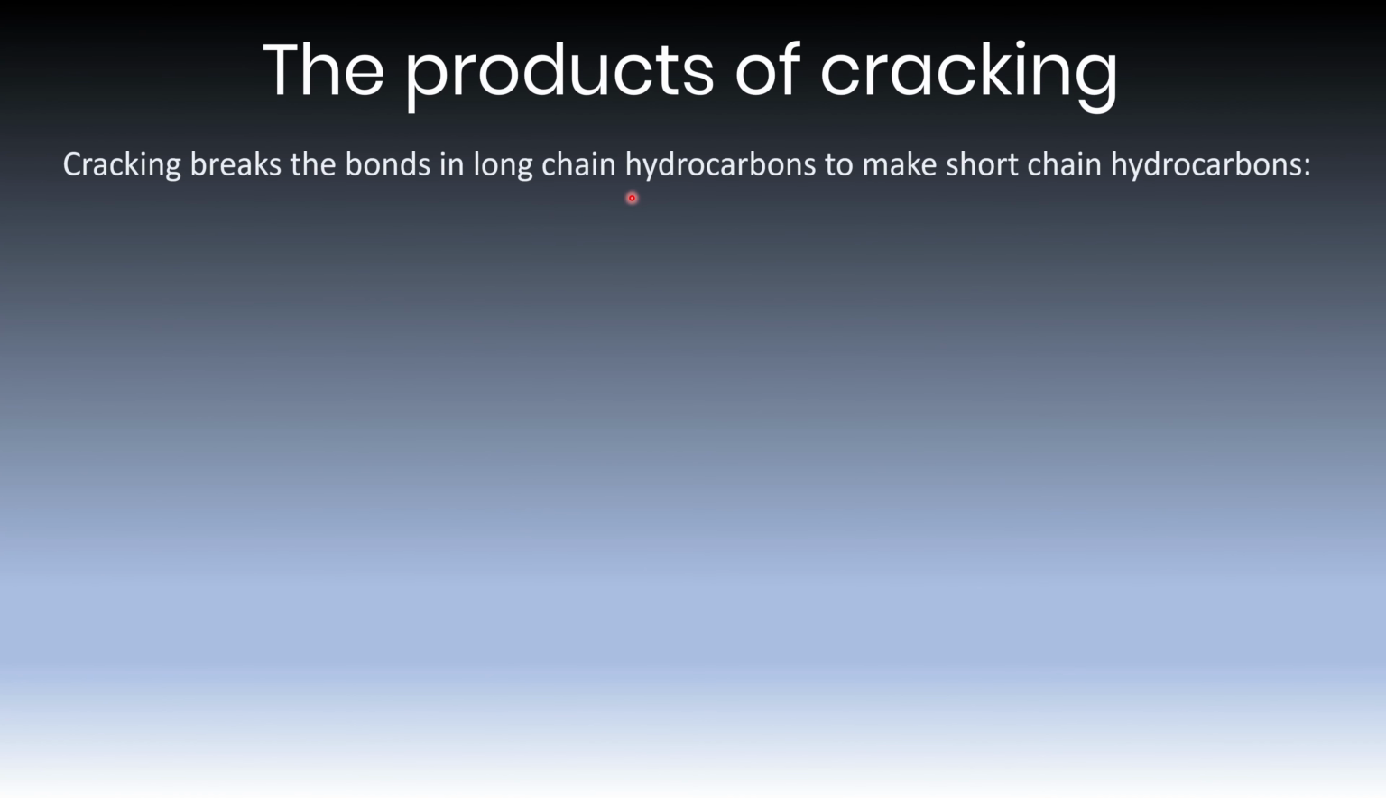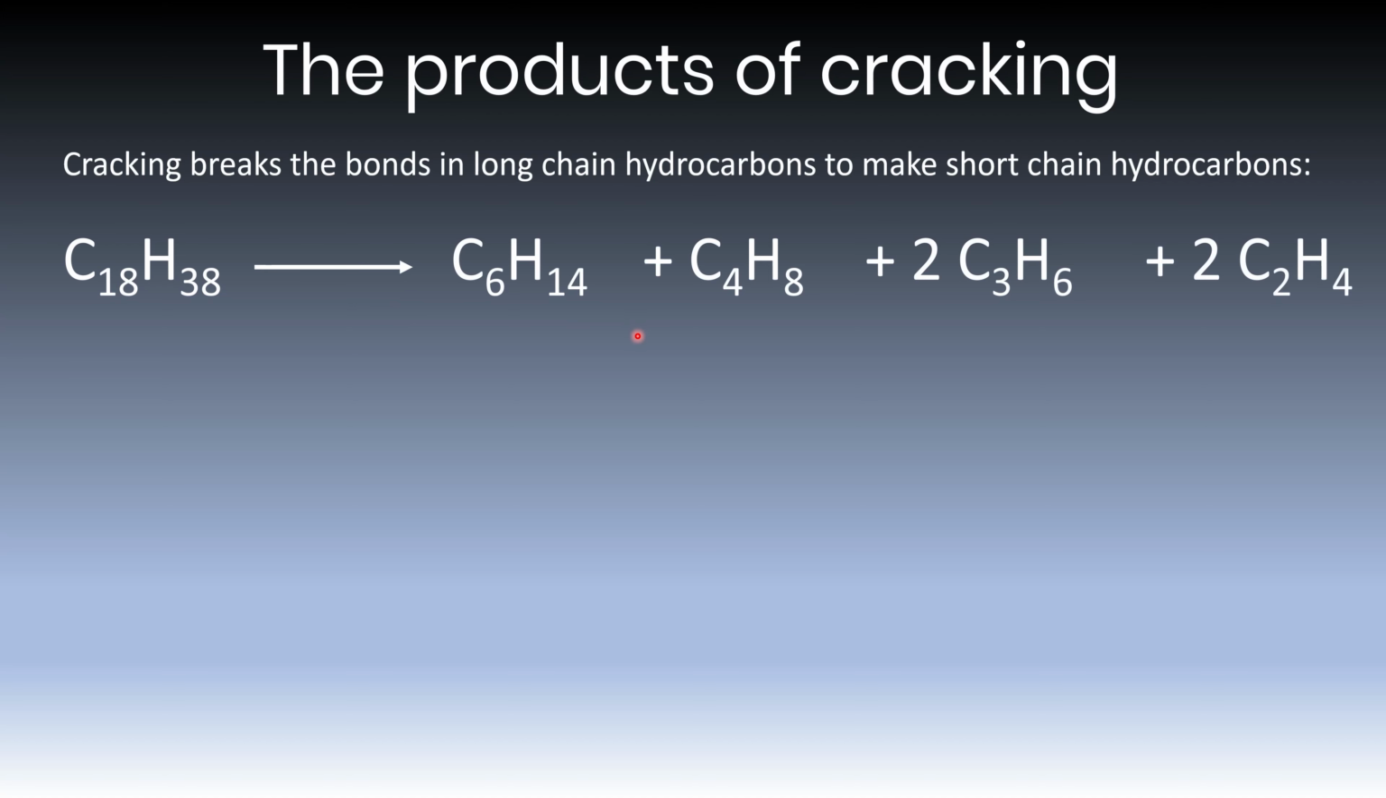Let's now have a look at the product that cracking produces. So we said earlier that cracking breaks the bonds in long chain hydrocarbons, and in doing so it makes short chain hydrocarbons. But we can give a little bit more detail on actually what's going on here. So let's take a long chain hydrocarbon with the formula C18H38. So it's got 18 carbon atoms all in a big chain. When we carry out the process of cracking, this forms multiple different products, which I've shown here.